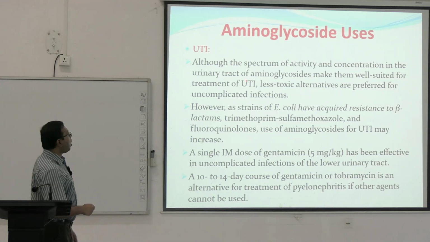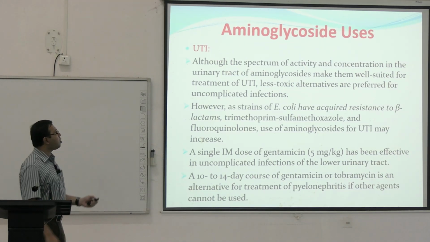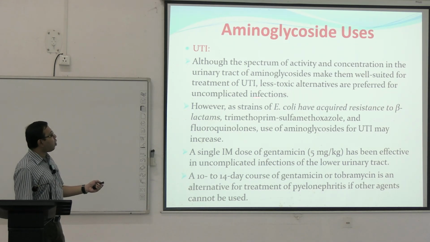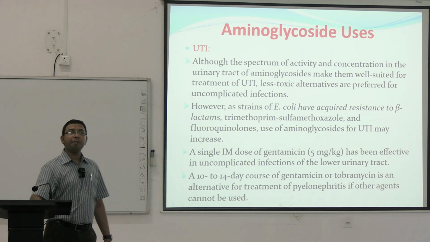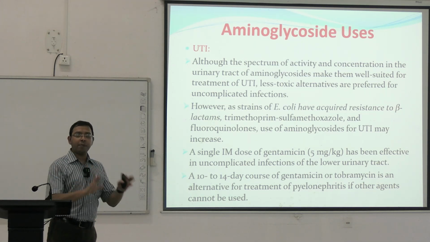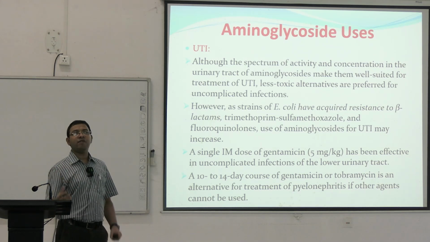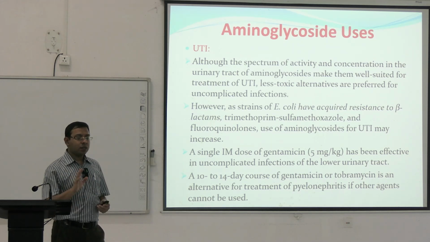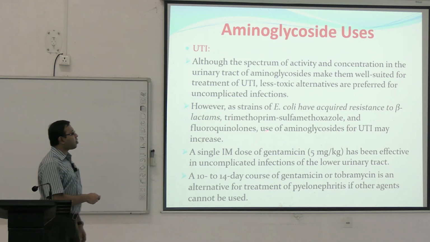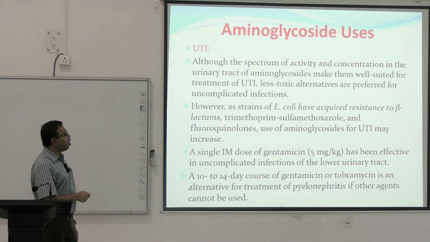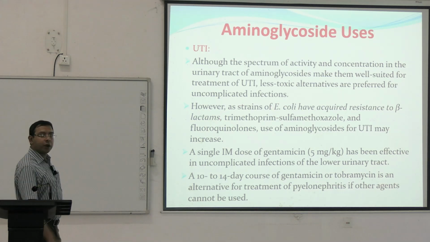Urinary tract infections. Although the spectrum of activity and concentration in the urinary tract make aminoglycosides well suited for the treatment of UTI, less toxic alternatives are preferred for uncomplicated infections. So remember always that aminoglycosides are mainly used in complicated, hospital admitted infections. So if there is an uncomplicated UTI, even if they achieve very high concentration in the urinary bladder, they should not be used. Strains of E. coli have acquired resistance to beta-lactams, trimethoprim-sulfamethoxazole, and fluoroquinolones. So there are multi-drug resistant E. coli. Here we can use the aminoglycosides.